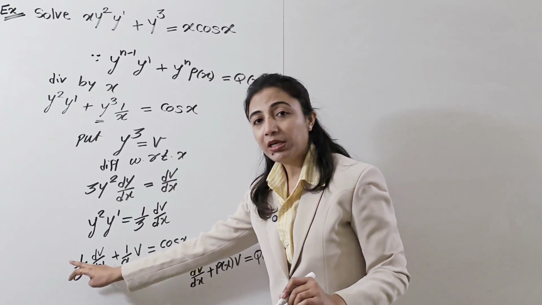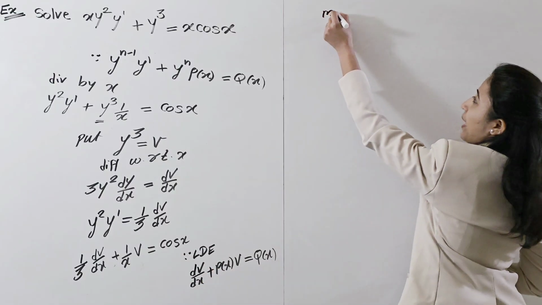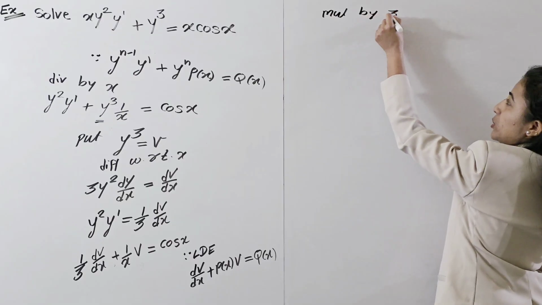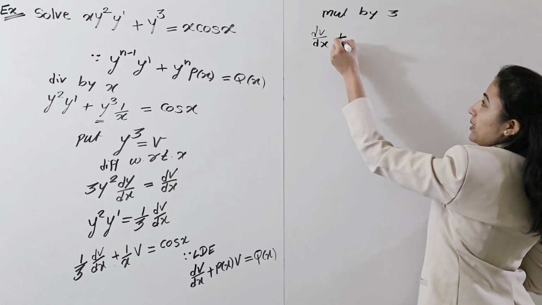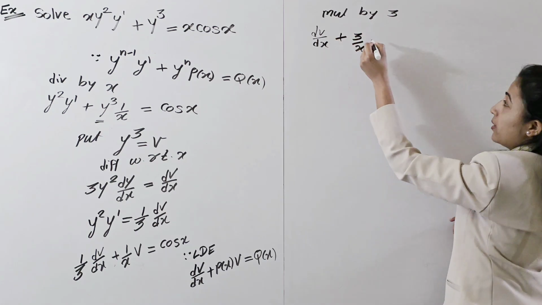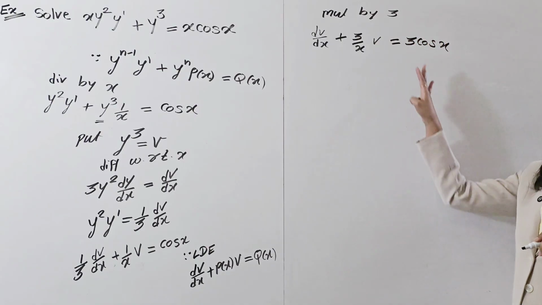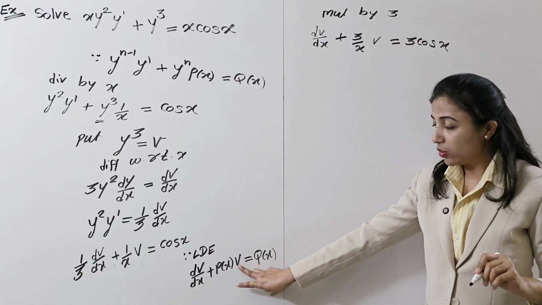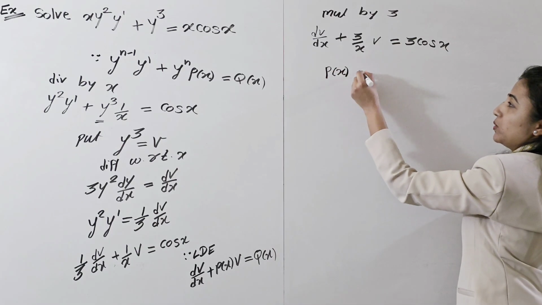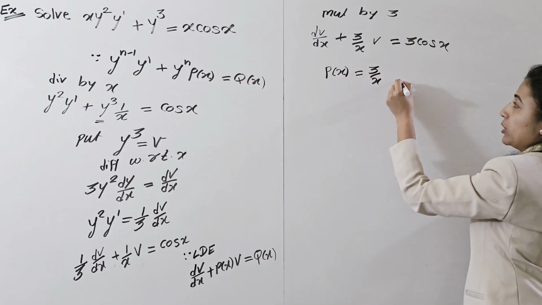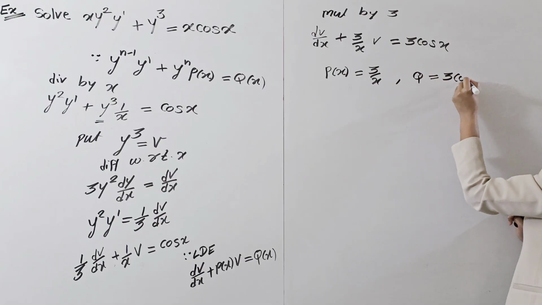So to avoid this 3, multiply throughout by 3, so you will get this form. In the next step, if we multiply by 3, you will get dv by dx plus 3 by x into v equal to 3 cos x. Now compare this equation with the standard form. Here the coefficient of v is p, a function of x, p of x equal to 3 by x, and q is the right hand side term, so function q is 3 cos x.